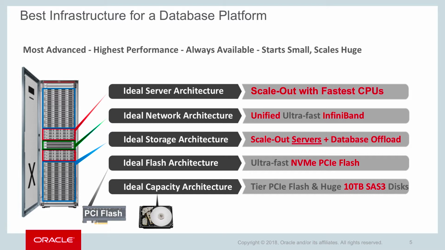The unified ultra-fast InfiniBand architecture is the ideal network architecture for your workloads. You can scale out your servers to give you the ideal storage architecture. Oracle is the only enterprise vendor to use PCI Flash. It is also the only enterprise architecture that realizes full flash bandwidth.